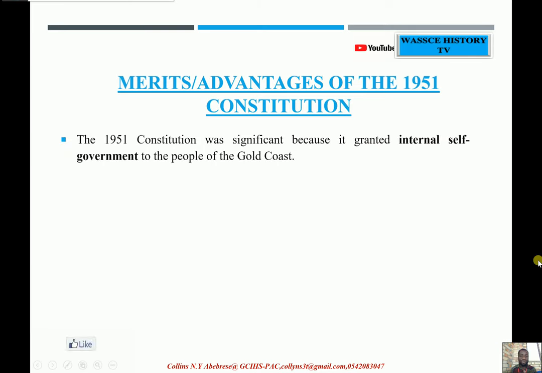This constitution was significant because it was the first constitution that granted internal self-government to the people. Internal self-government in the sense that we had a leader of government business who was later changed to be a prime minister, okay? So internally, we were ruling ourselves. Internal issues were addressed by ourselves. Internal policies were all addressed by ourselves. But when it comes to the international front, our relations with other neighboring countries, we still had the queen who was our head. And then we had Nkrumah, who was supposed to be our prime minister.